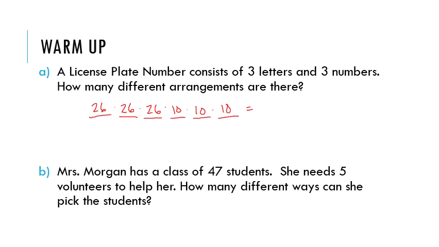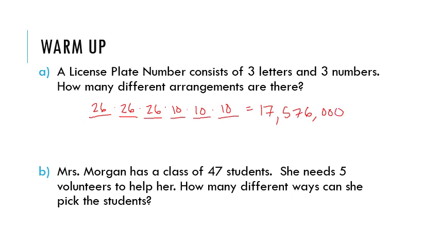So we have 26 cubed times 10 cubed for our possible arrangements. So I'm going to type that into my calculator. 26 cubed times 10 cubed. And I get that there are 17,576,000 combinations. All right, next one.